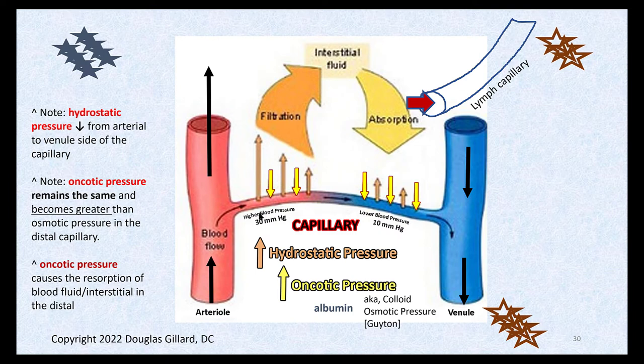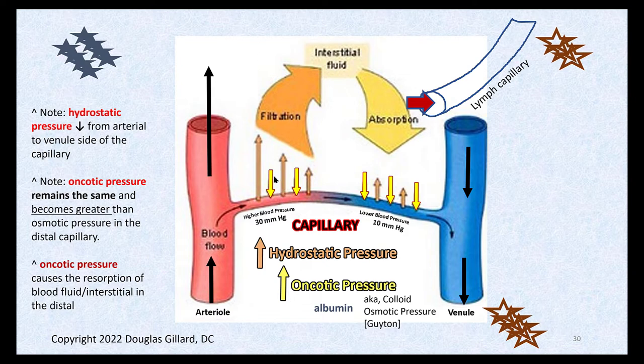Here's the classic diagram. So the capillary hydrostatic pressure is super important. It's 30 millimeters of pressure at the proximal capillary in this little cartoon. It drops to 10 millimeters in the distal part of the capillary. And then we have this other force. This hydrostatic pressure is a pushing force. It's pushing water, glucose, nitrogen. It's pushing things out of this super leaky thin capillary.